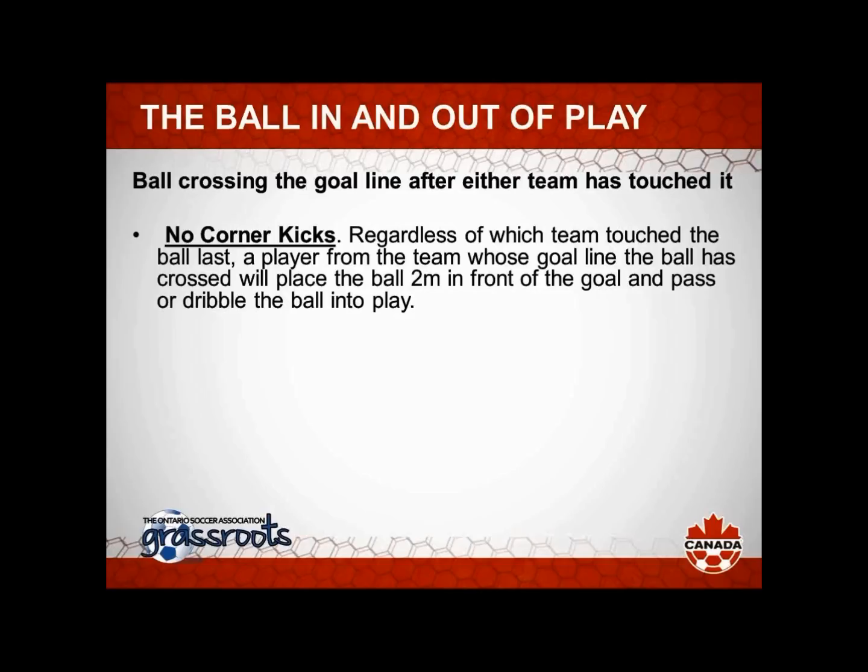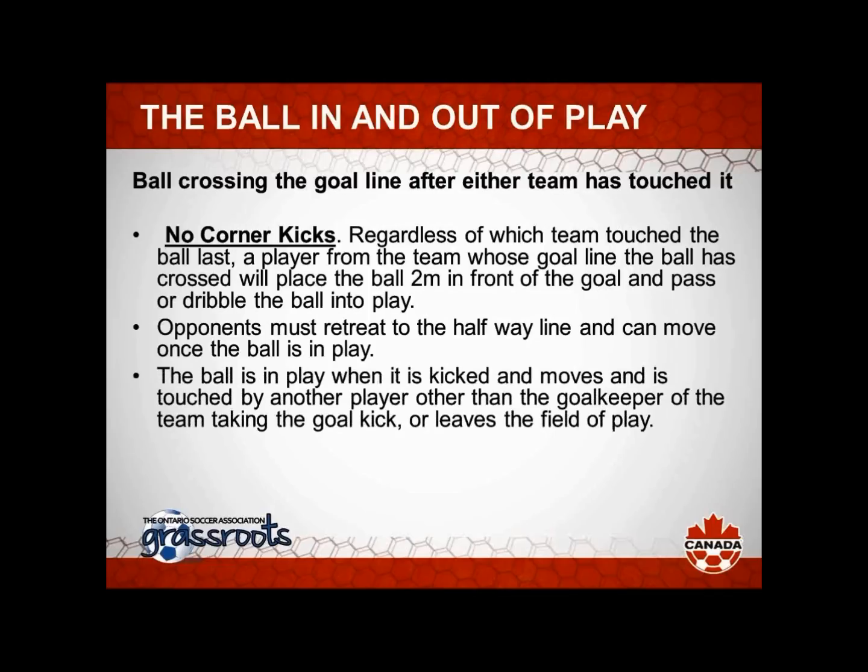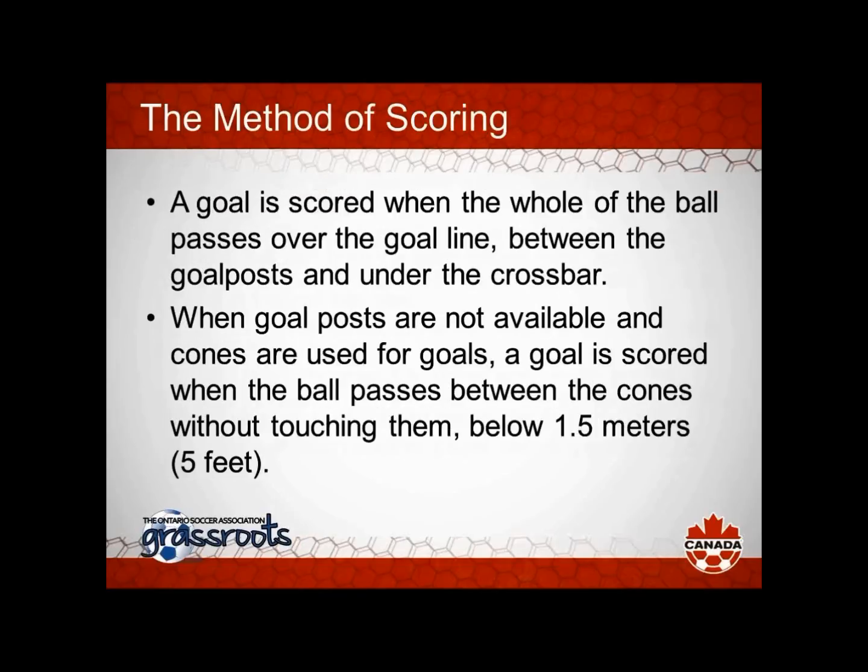The opposing team would back up to the retreat line, and the goalkeeper would choose to pass to a teammate or dribble the ball into play. Again, the opponents must retreat to the halfway line and can move once the ball is in play, either passed or dribbled. The ball is in play when it is kicked and moves and is touched by another player other than the goalkeeper of the team taking the goal kick, or if the goalkeeper was to play the ball directly out of play, the other team can then restart the game. The ball must touch another player before a goal can be scored, so you cannot score directly from a goal kick.